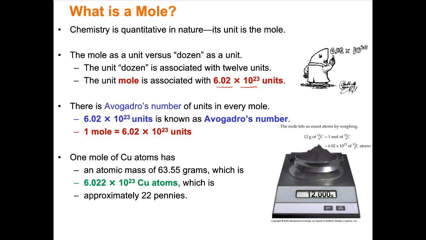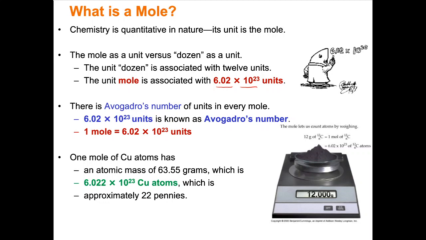Okay, so make sure you learn this number. You're going to use it a lot, so just make sure you get it down. Much easier to memorize it than have to look it up every time, but it'll come naturally as well. So there's Avogadro's number of units in every mole. Avogadro's number is 6.02 times 10 to the 23rd. That's known as the mole. It's also known as Avogadro's number. So 1 mole is Avogadro's number of that thing.